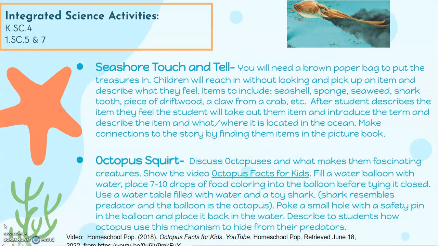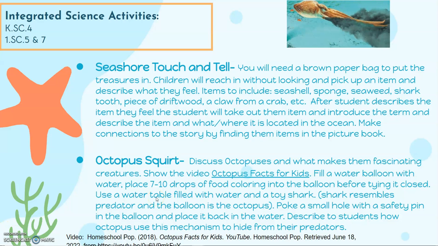Science activities. Seashore touch and tell. You will need a brown paper bag to put the treasures in. Children will reach in without looking and pick up an item and describe what they feel. Items you can include are seashells, sponge, seaweed, a shark tooth, a piece of driftwood, a claw from a crab, or something else. After students describe the item that they feel, the student will take the item out and introduce the term and describe the item and where it is located in the ocean to the students. Make connections to the story by finding them in the picture book.